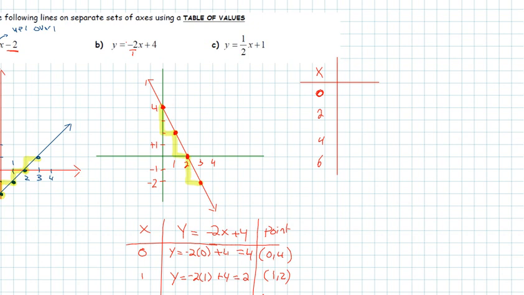So I gave you the x values. I want you to do the table of values, similar to what we just did earlier, and I want you to graph it. Can you guys do that for me? Okay, go ahead.